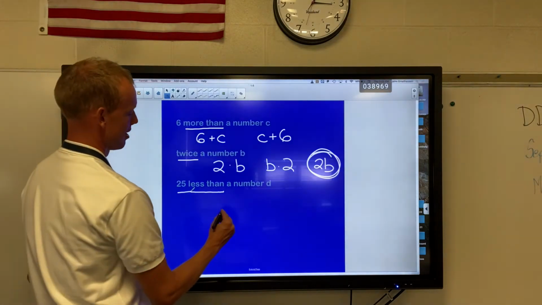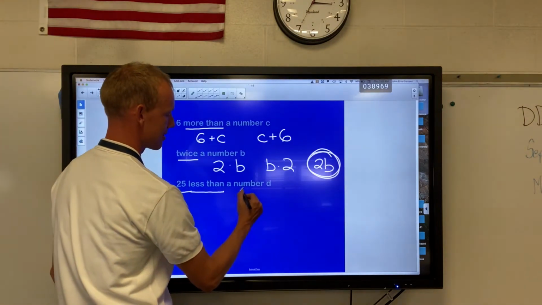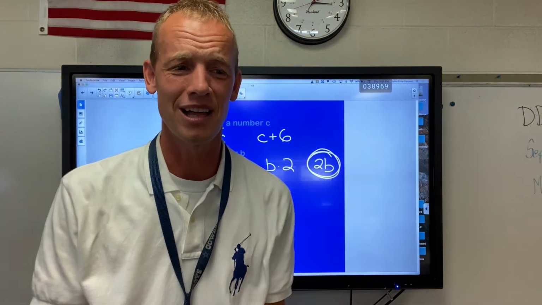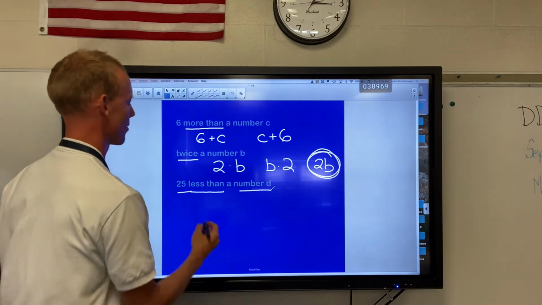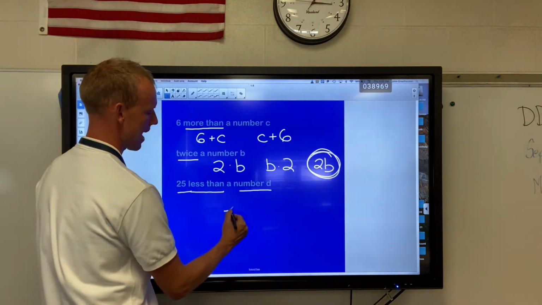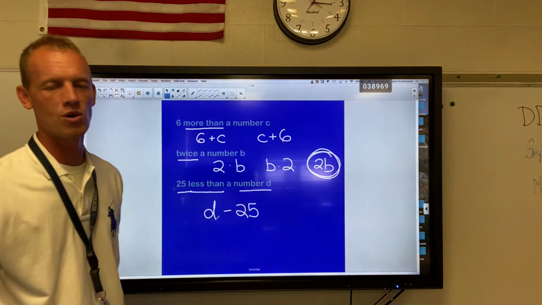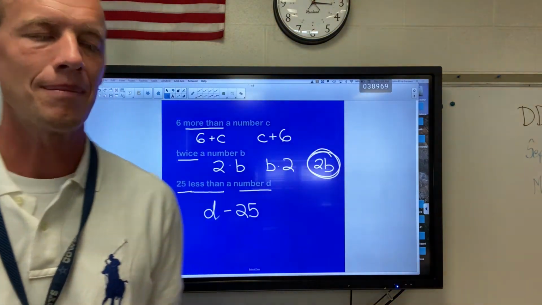You're back. All right, 25 less than a number D. Again, that just doesn't make any sense, a number D, but a letter can be used to represent a number. When you see less than, you have to take the 25 away from. So this is the one where you switch the order, and it would be D minus 25.